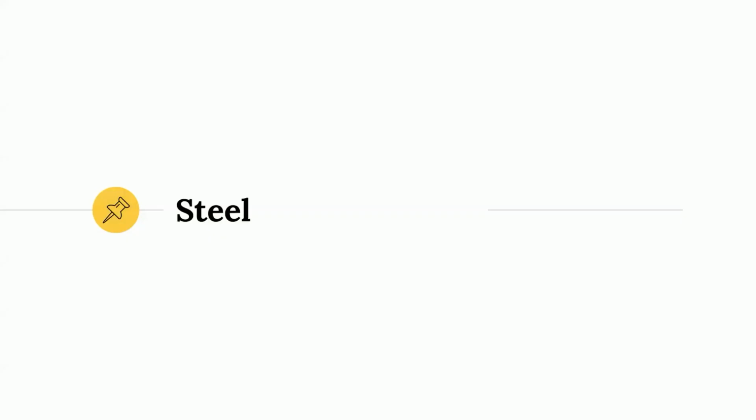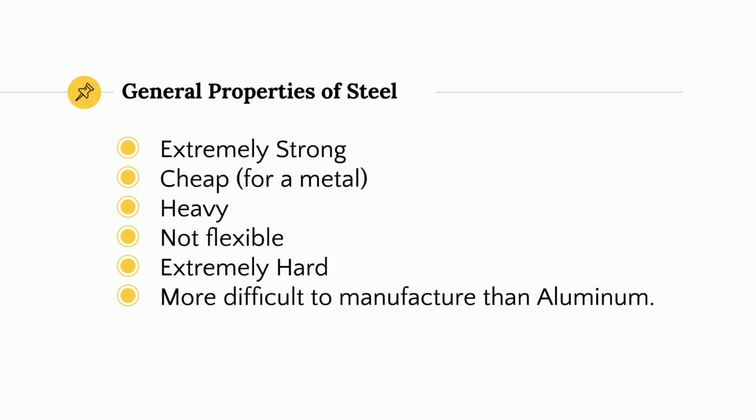Next, we'll go over steel. The general properties of steel are that it is extremely strong, it is cheap, especially for a metal, heavy, not flexible, and extremely hard, so it's not very malleable, and is more difficult to manufacture than aluminum.